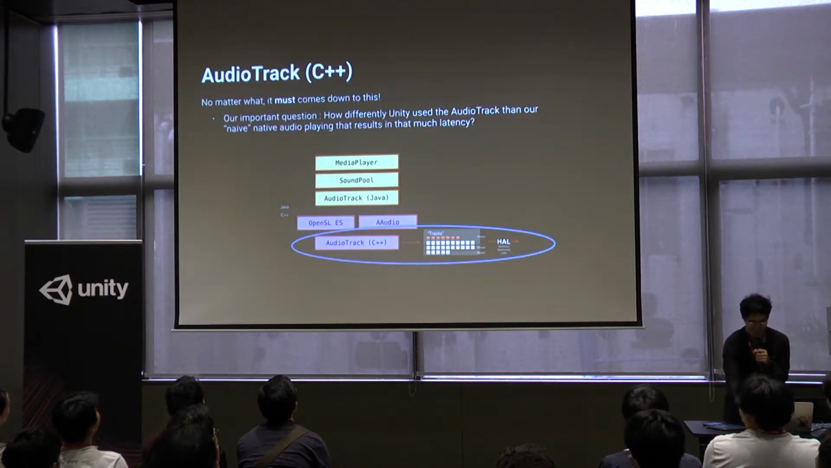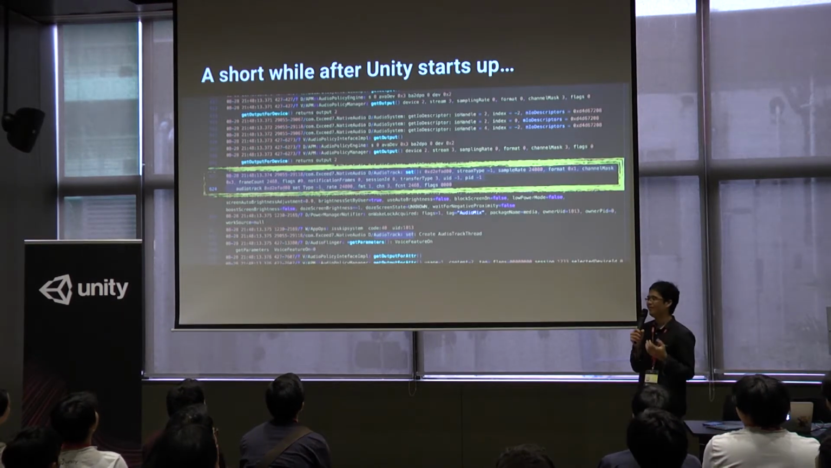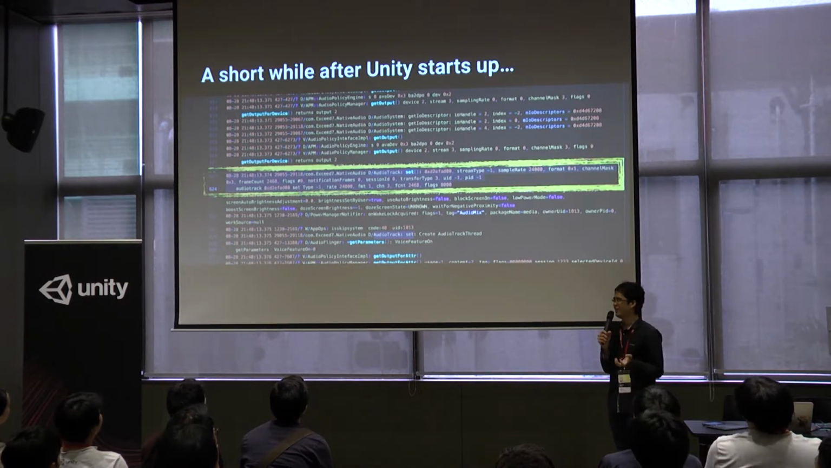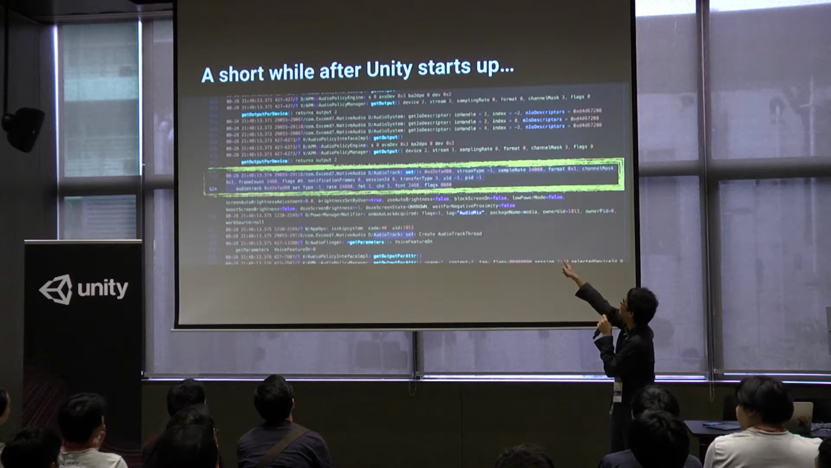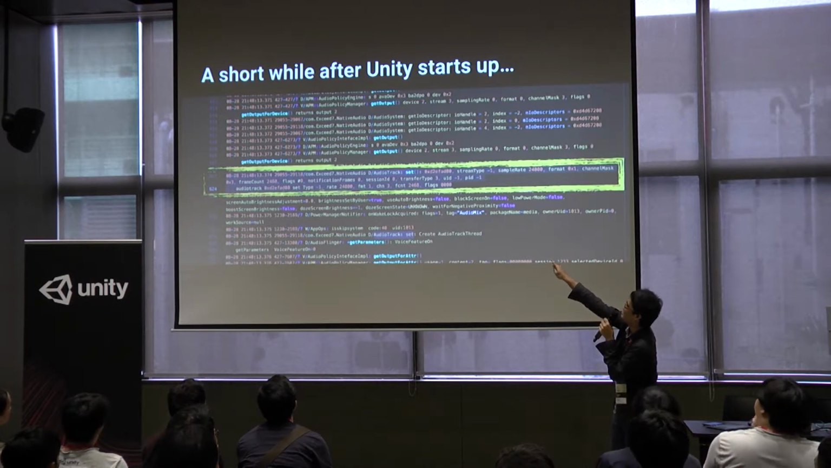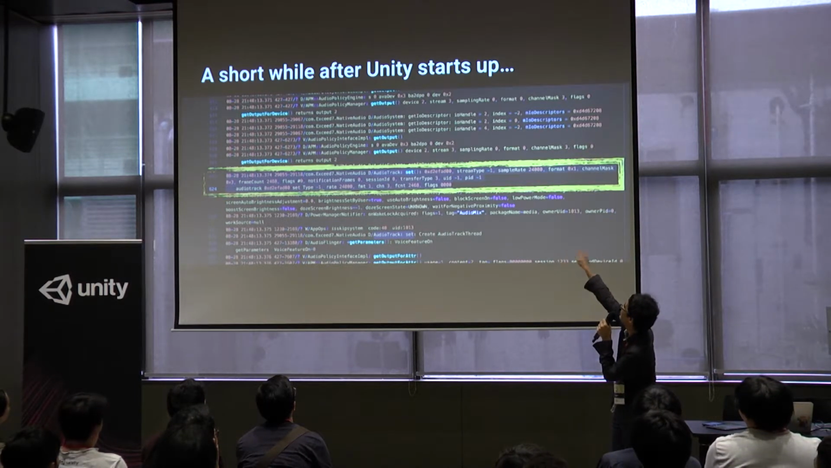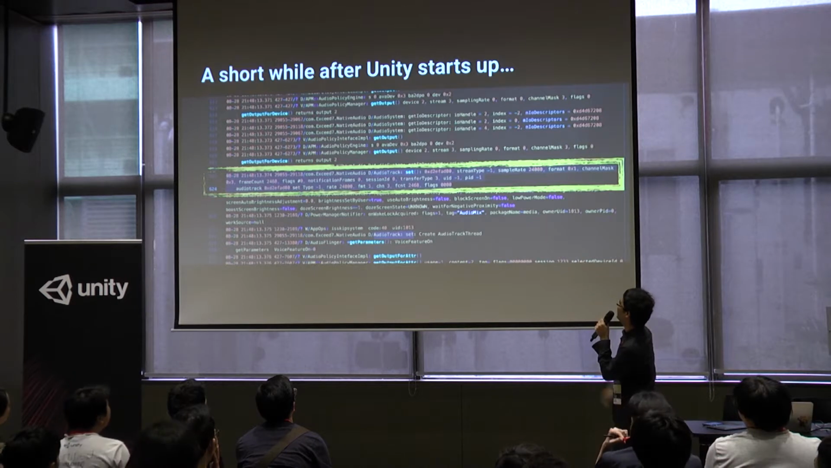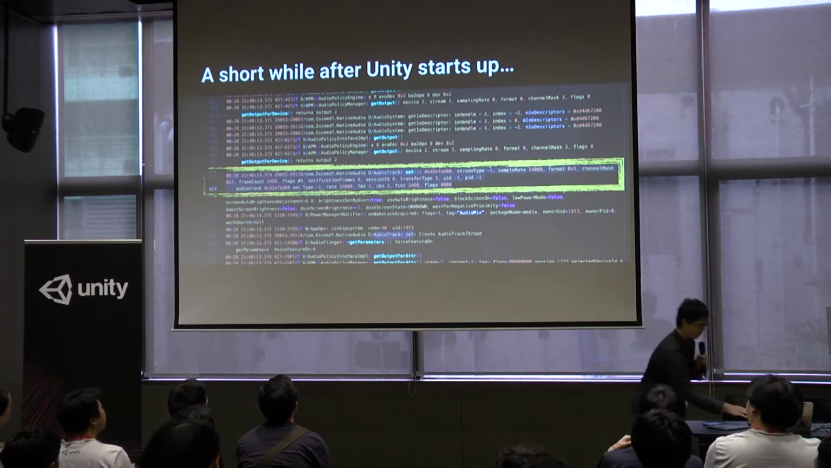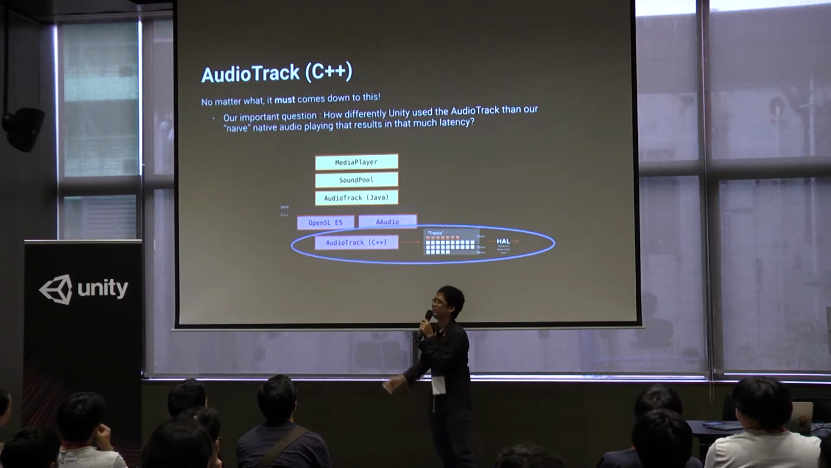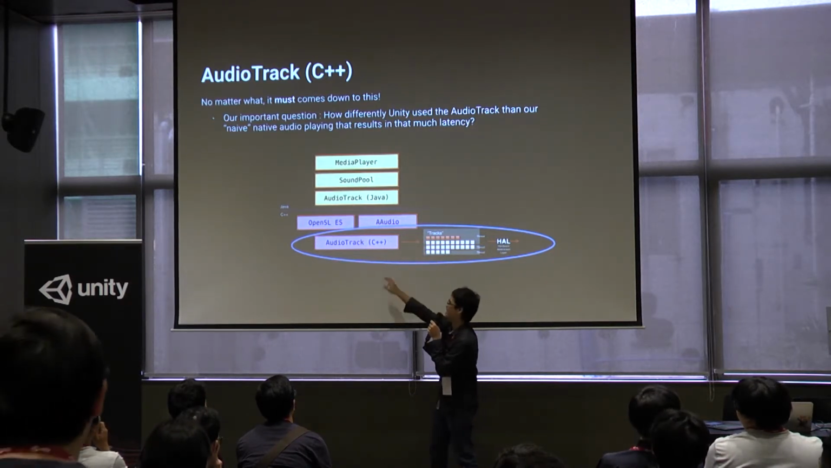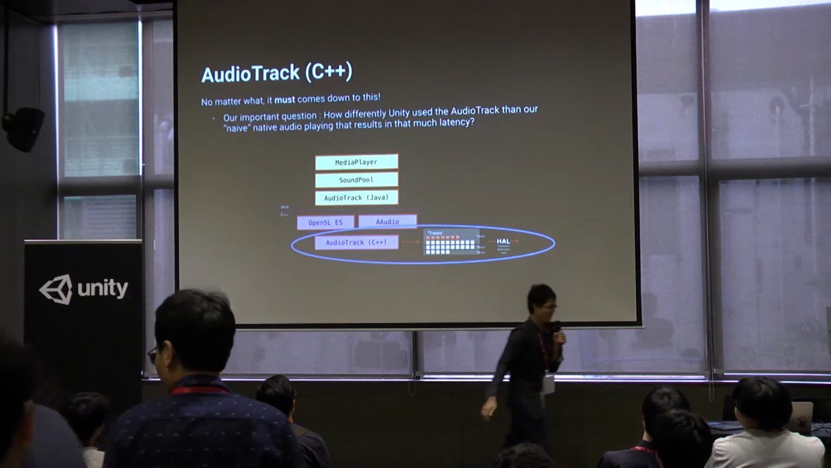Okay, I remember now. If you start up Unity and then you do ADB logcat, you will see something. It's an audio track set and then some parentheses. So this is C++. It put this kind of parameters directly in this one. So Unity probably does something, and then it calls this one new.